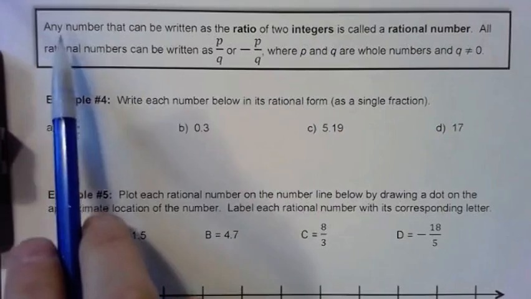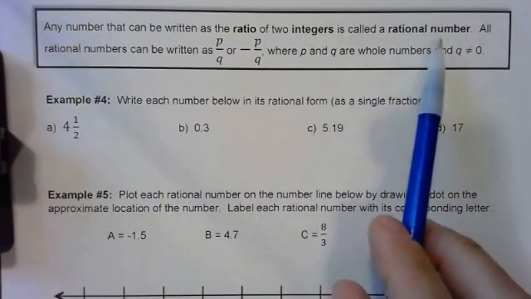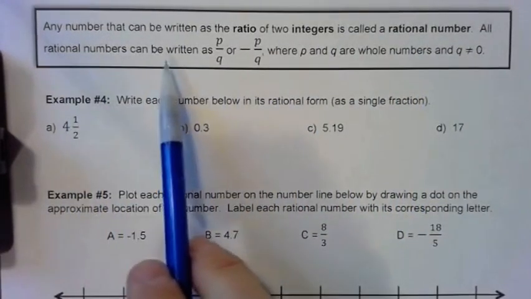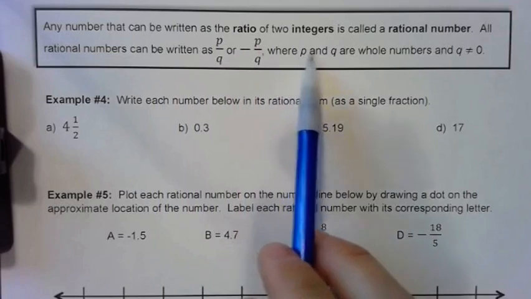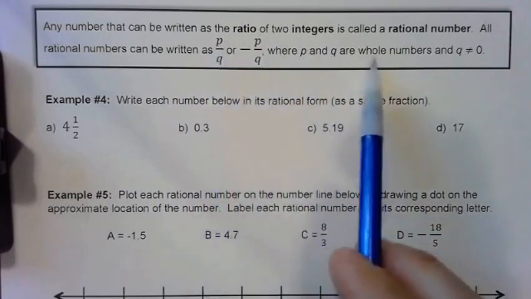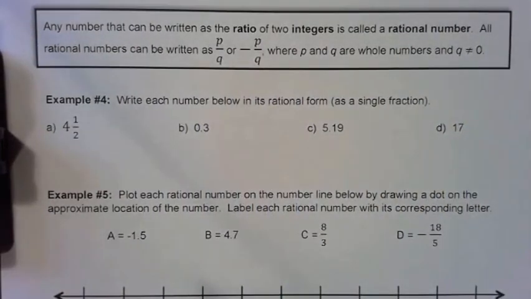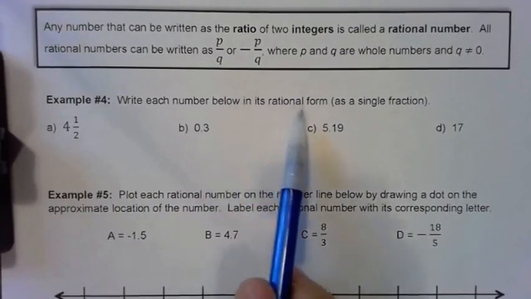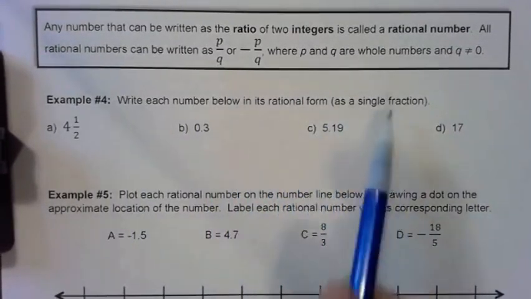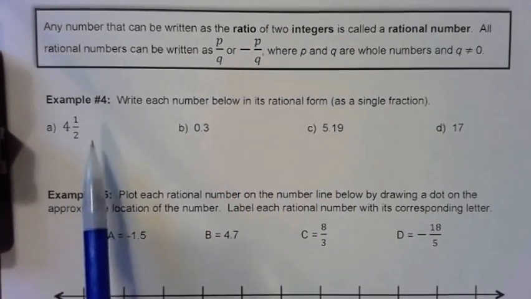Okay, so in the box, any number that can be written as the ratio of two integers is called a rational number. All rational numbers can be written as P over Q or negative P over Q, where P and Q, your numerator and denominator, are whole numbers, and Q, your denominator, is never allowed to be equal to 0. In our next example, we're going to write each number below in its rational form, which means as a single fraction. In letter A, we have the mixed number, 4 1/2.